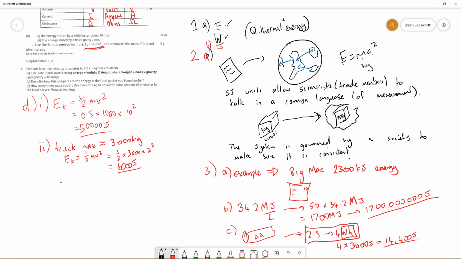So you notice the speed makes more of a difference than the mass, really.